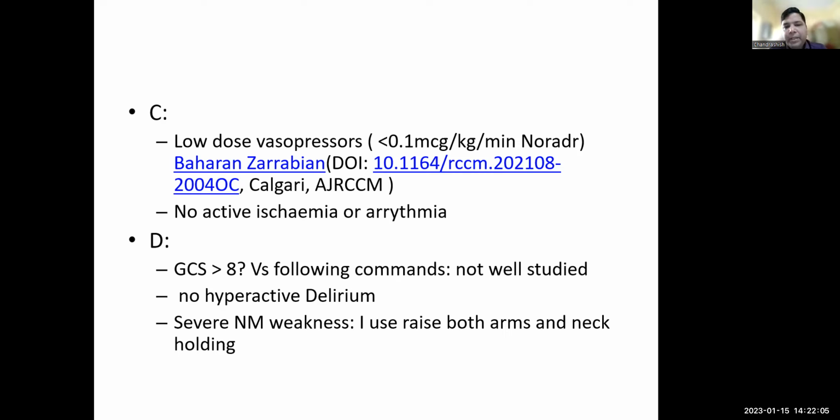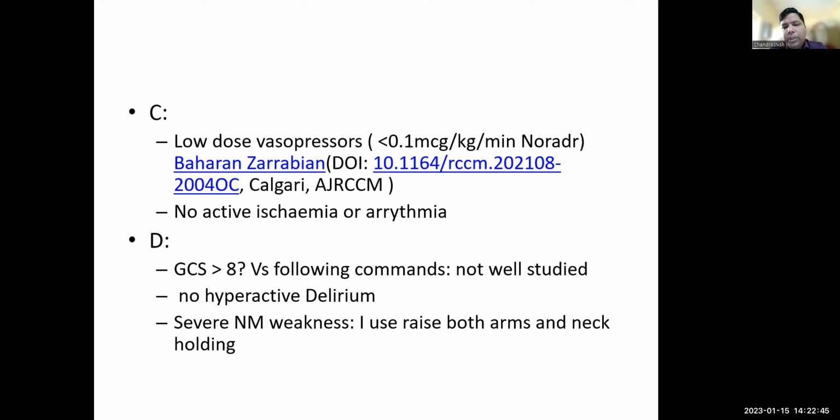You can take patients off from ventilation even if they are not following commands, but then they will have a higher chance of post-extubation failure, or they might require a more permanent airway like a tracheostomy. It is also very important to rule out that the patient has hyperactive delirium. Hypoactive delirium is acceptable, but hyperactive delirium is something that will prevent weaning. Severe neuromuscular weakness obviously is something that is going to prevent weaning.